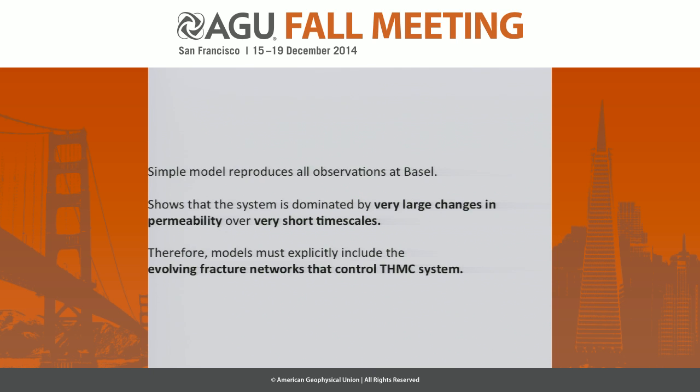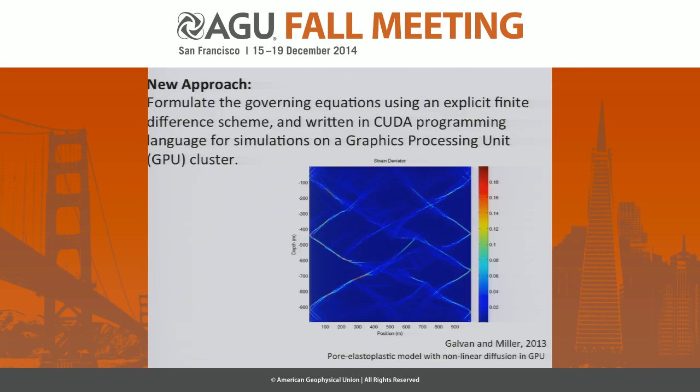And the fact that such a simple model reproduces all of the observations at Basel says that, okay, it's simple, it's wrong, but it gives you some insight, and it shows that the system is dominated by very large changes in permeability over very short time scales. So this is the kind of thing that's going to need to be modeled in more sophisticated models. So therefore, models must explicitly include the evolving fracture networks that control THMC systems.